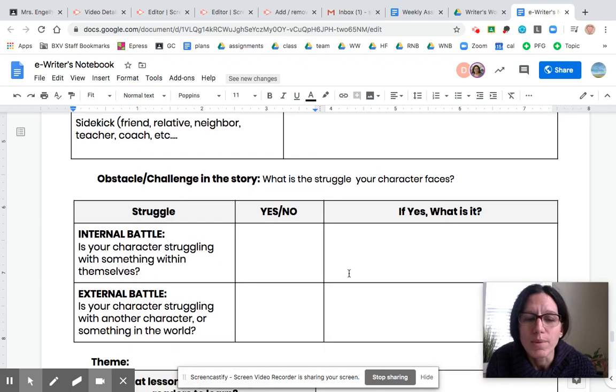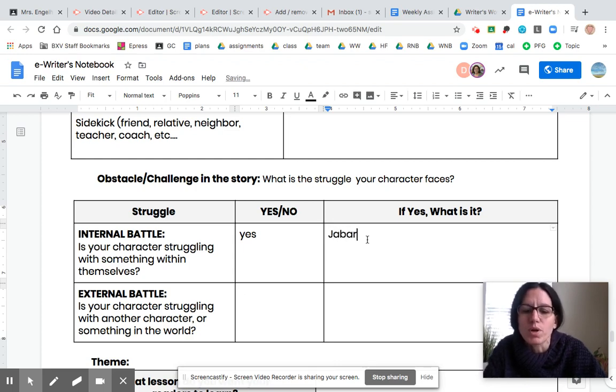And, thinking about your character's obstacles or struggles, kind of like when we were talking about the types of conflict. Is it internal, where it's character versus self? And if it is, you'll just type in the words yes. And if yes, what is it? You know, in this case, it would be something like Jabari is scared. What will happen if he jumps? Right? Something like that.